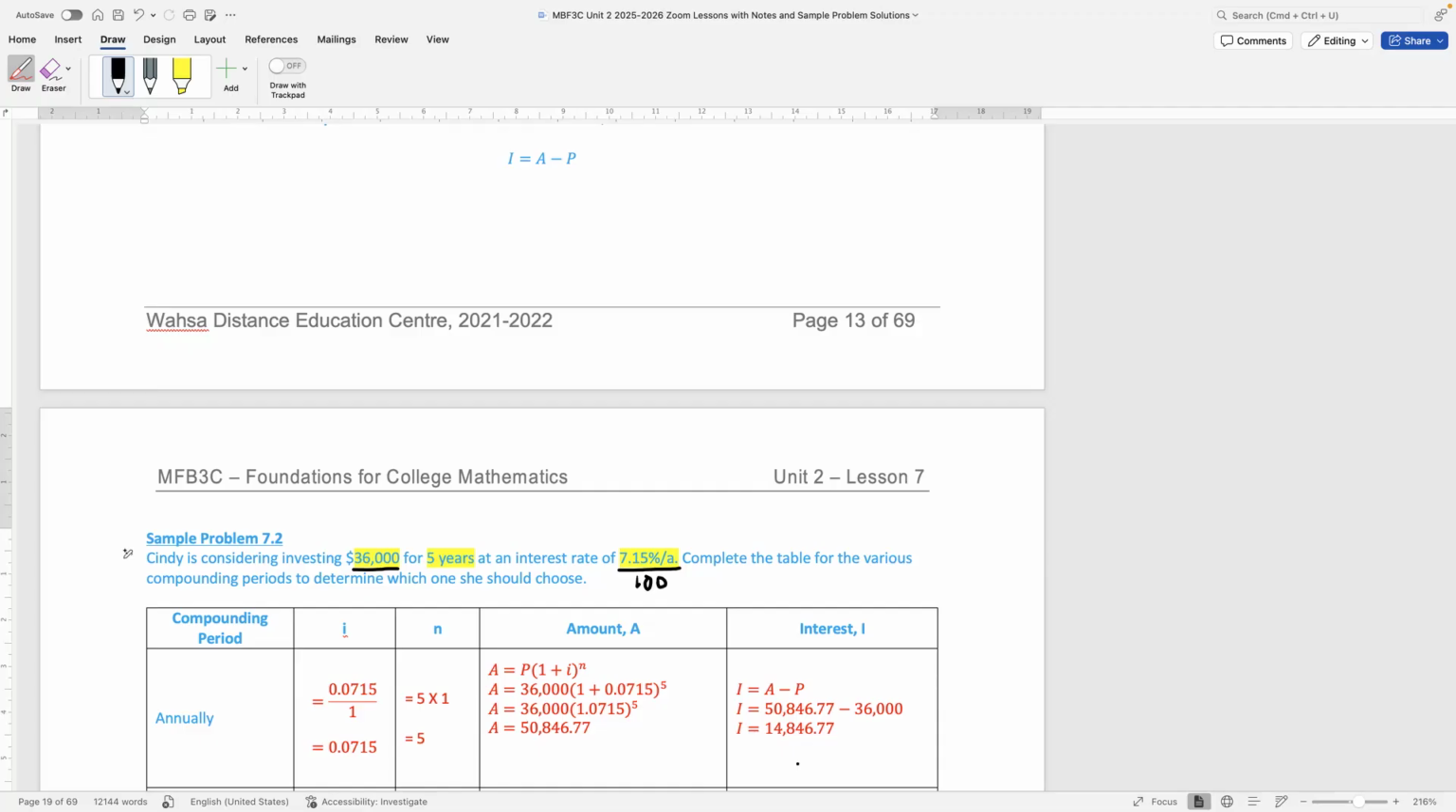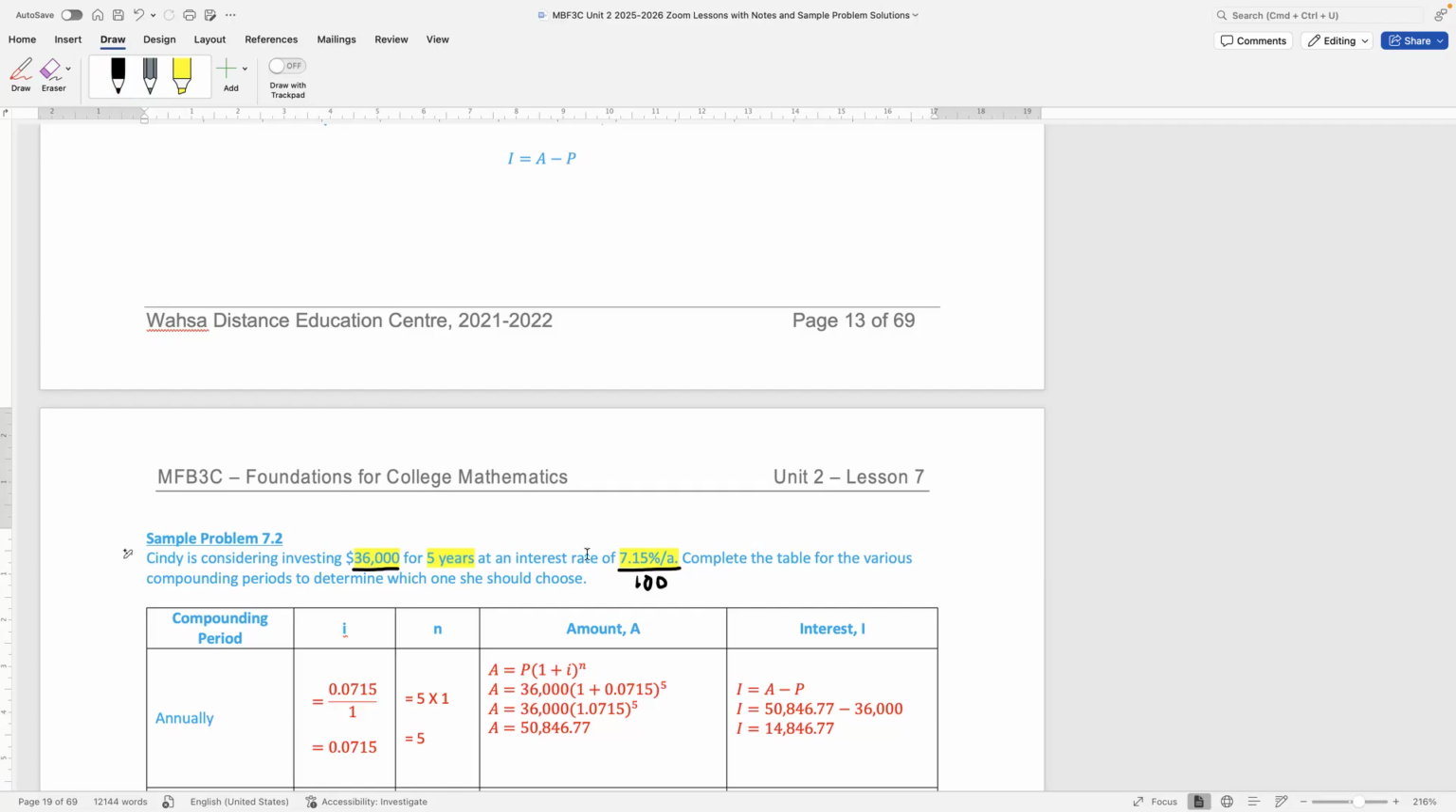The amount of interest earned is going to be that value, $50,846.77, minus the principal amount, which is $36,000. And the interest works out to be $14,846.77. So that's if we were compounded annually.